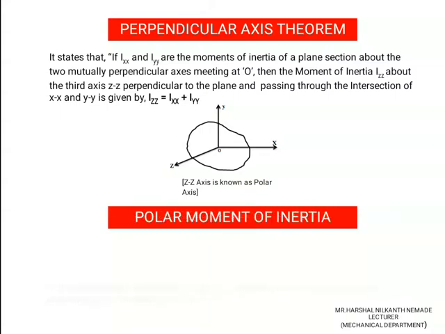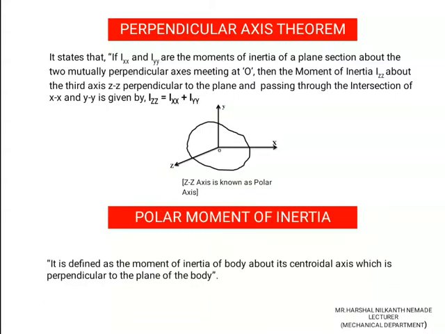Polar moment of inertia. It is defined as the moment of inertia of a body about its centroidal axis which is perpendicular to the plane of the body.